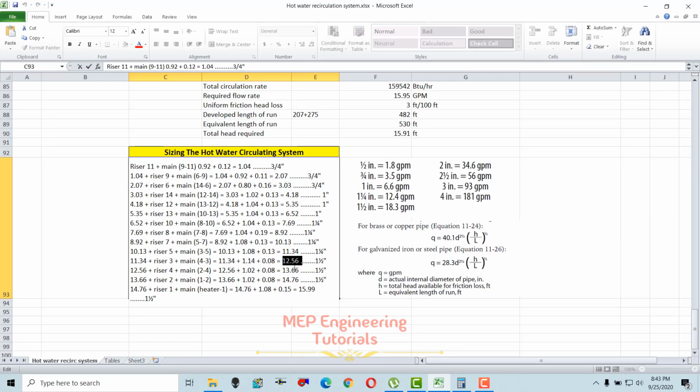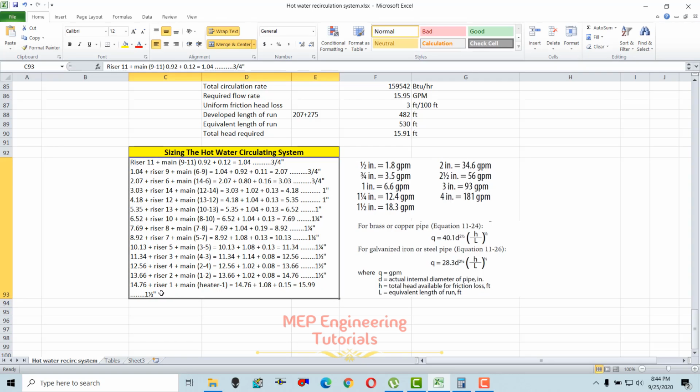So 12.56 GPM, and if you see here, it's 12.4 GPM. Up till 12.4 GPM you can use 1 1/4 inch, but since this 12.56 is greater, we have to increase the size to 1.5 inches. That's why we have used 1.5 inch for this pipe segment. You can use 1.5 inches up till 18.3 GPM. After that you have to increase the size again.